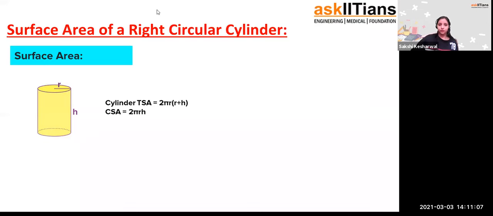So you just see this over here. That is what a TSA is. Like you have a cylinder. Why do we say a right circular cylinder? Right circular, we generally take a right circular cylinder. We don't take any random circular cylinder.